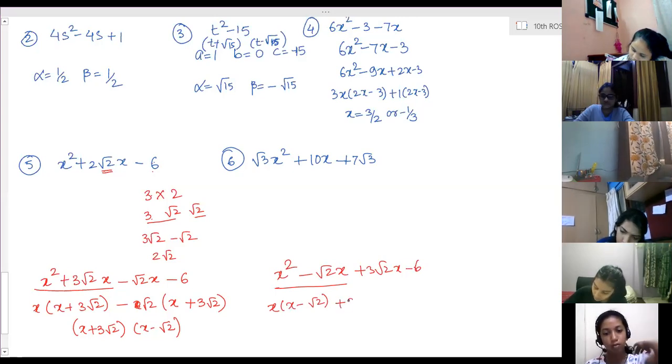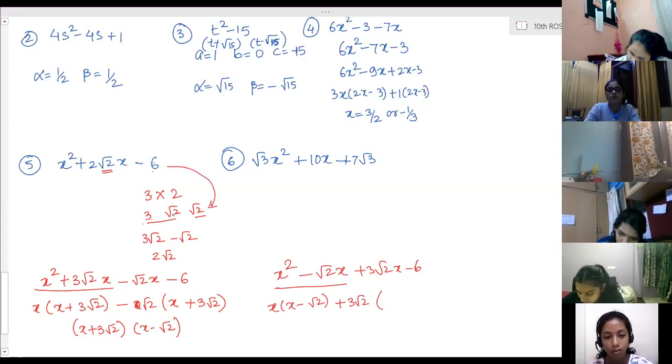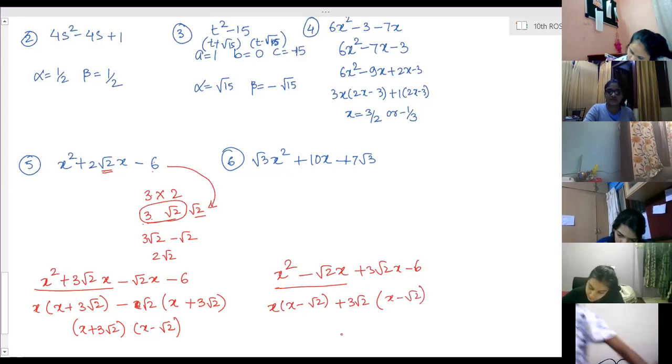From these two, you have to take 3 root 2 common, because 6 you have written as 3 into root 2 into root 2. So out of that 3 root 2 we can take common, no? Then it is x minus root 2. Okay, ma'am. So x minus root 2 we take common, and the left out term is x plus 3 root 2.